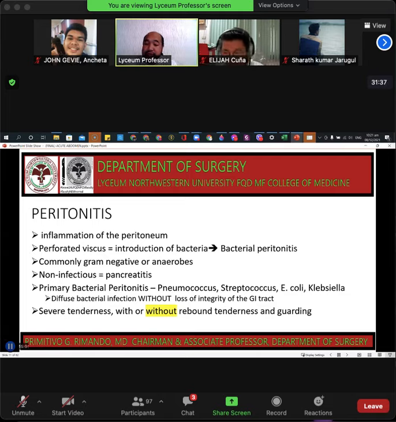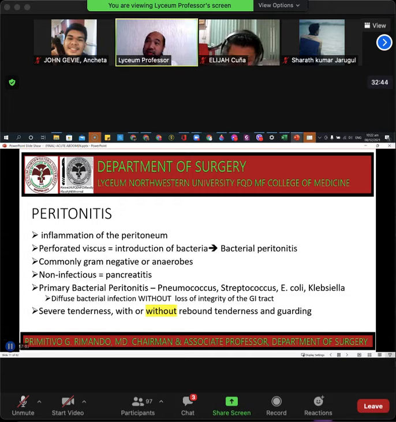Whenever you have a perforated viscus, probably from a perforated peptic ulcer disease, or from acute appendicitis, or from a ruptured diverticulitis, you actually allow intestinal contents to go out into the peritoneum. After a while, you are going to induce bacterial peritonitis because, as we talked about in surgical infections, not only does the skin have normal bacterial flora, even your intestines do. If you test your intestinal contents right now, even though you're not feeling sick, you will grow a number of bacteria. Your peritoneum, however, is bacteria free.